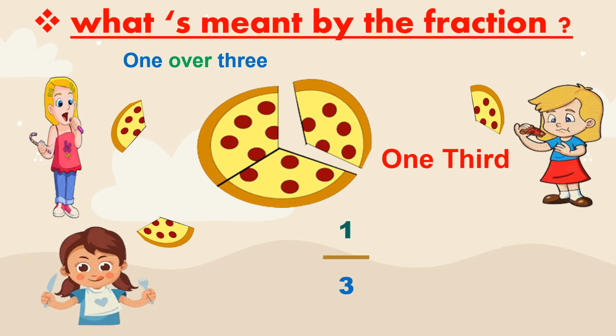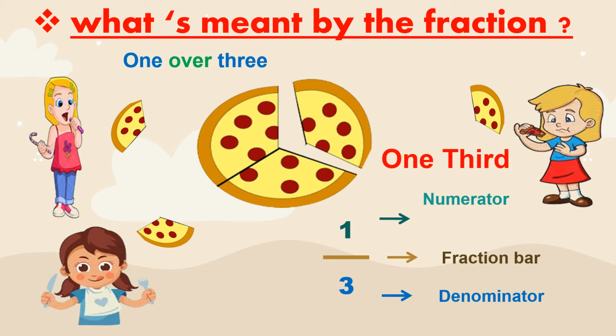And this is called the numerator. And the fraction bar, and 3 means the total parts, and it is called the denominator. And this dash is called the fraction bar. So here it is 1 over 3 or 1/3.